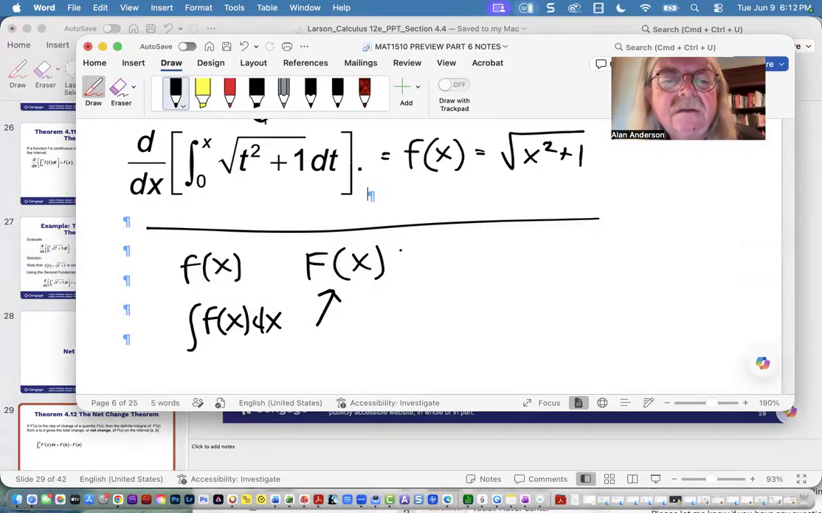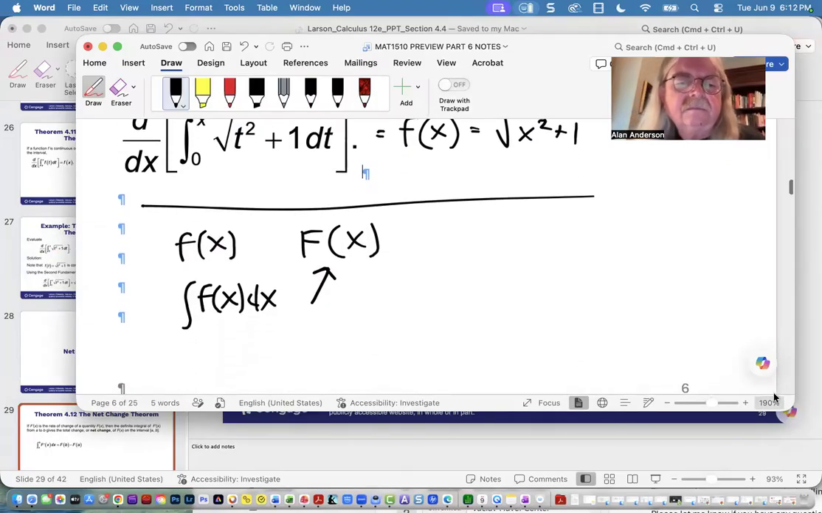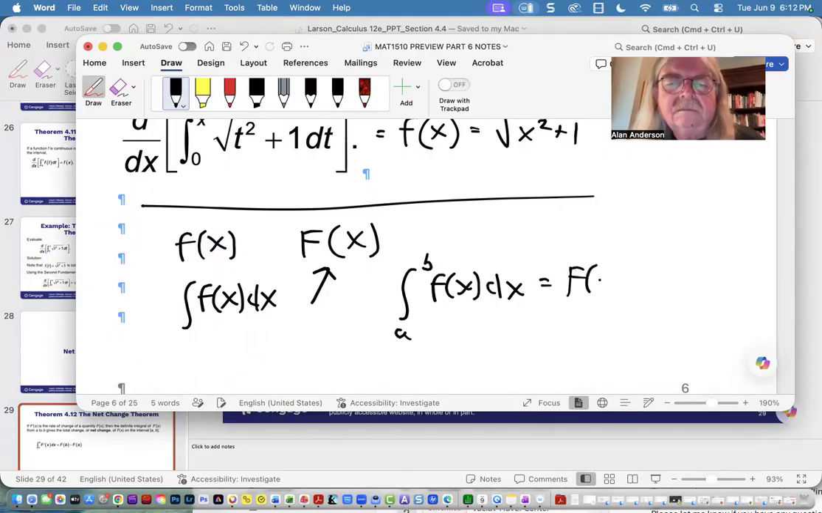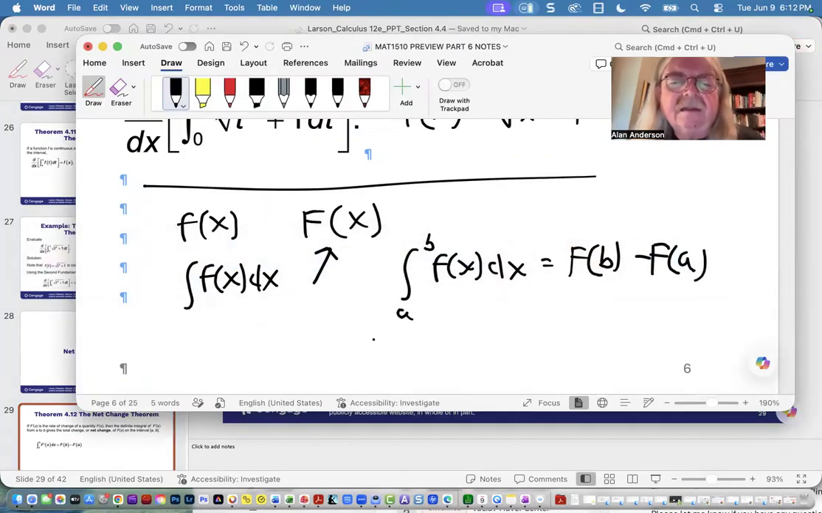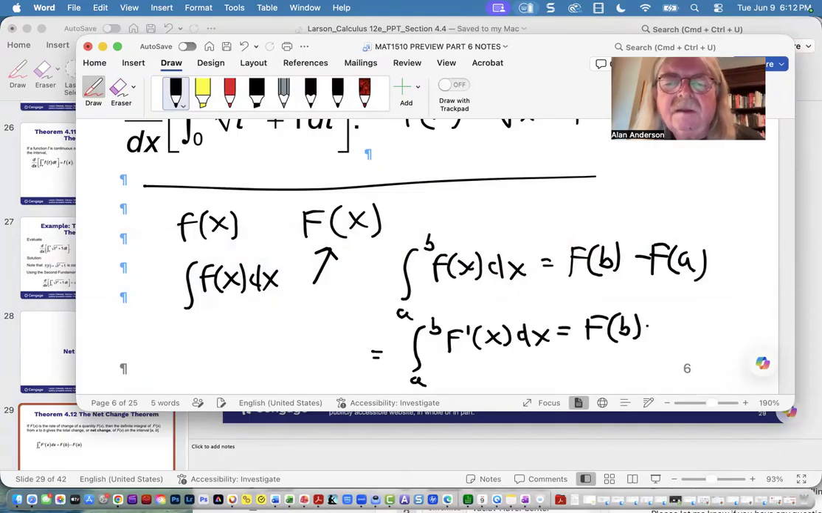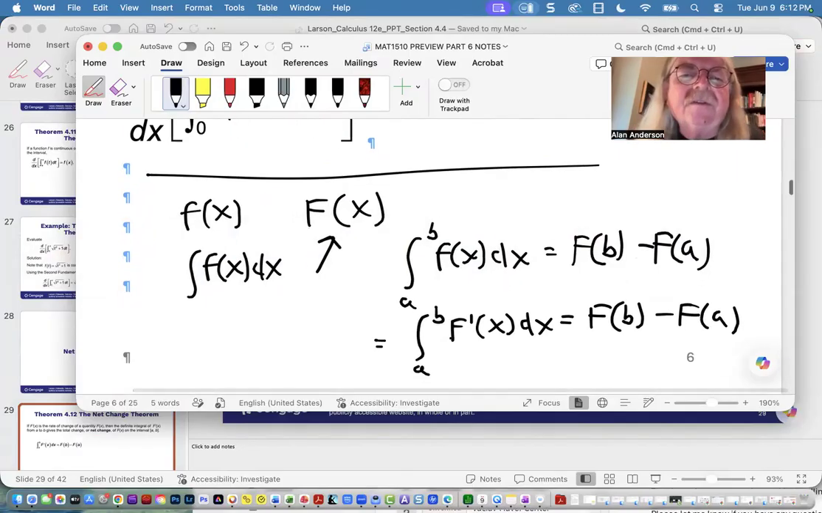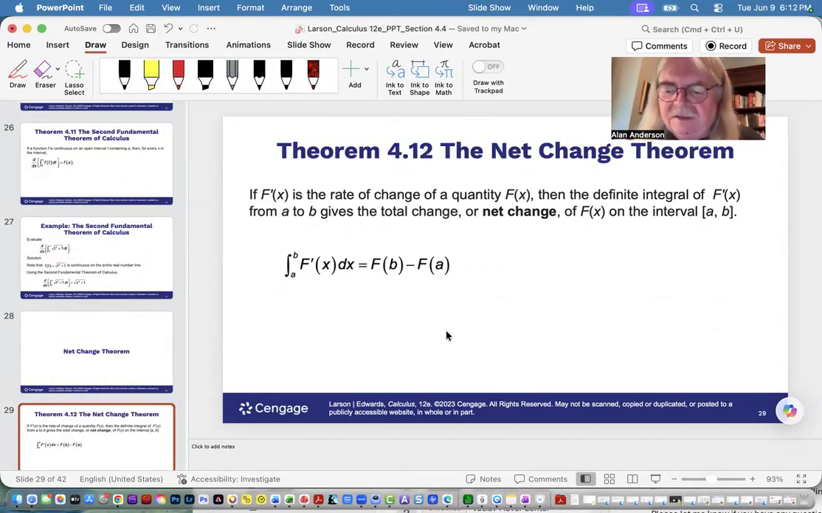And if I do this from A to B, instead I evaluate it between those 2 points. But what they're saying here is that this is the same thing as saying, because when you take the derivative of the integral, it brings you back to the original function. Okay, that's what it is.